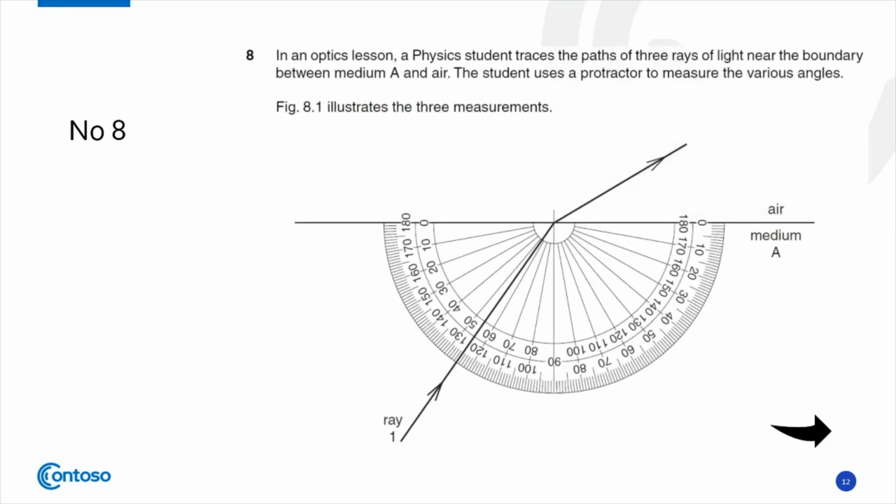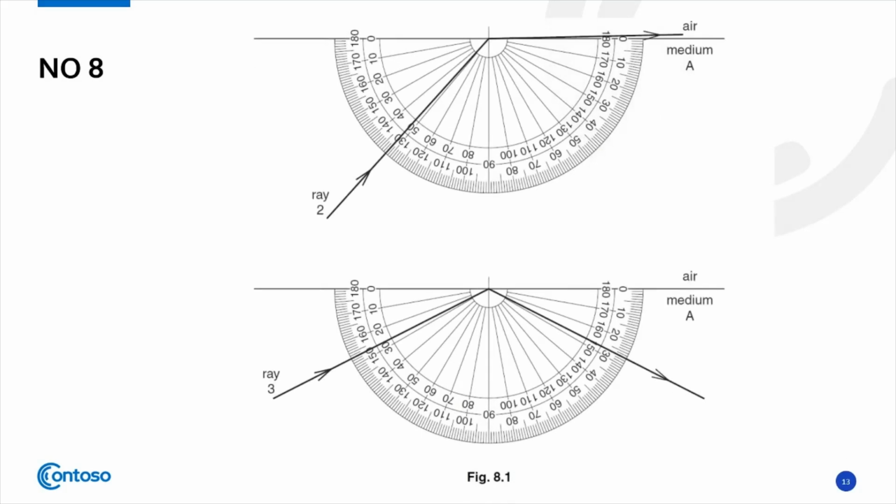In an optics lesson, a physics student traces the paths of three rays of light near the boundary between medium A and air. The student uses a protractor to measure the various angles. Figure 8.1 illustrates the three measurements. This is the first measurement. This is the second and the third measurement.